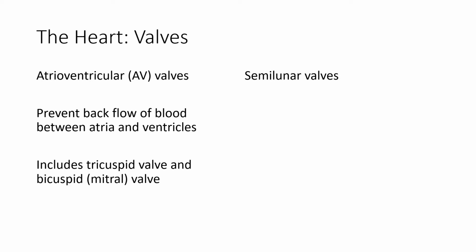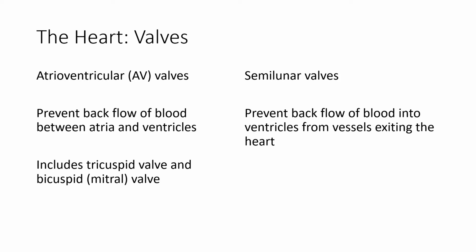These include the tricuspid valve located between the right atrium and right ventricle, and the bicuspid, sometimes also called the mitral valve, which is located between the left atrium and left ventricle. And then as far as semilunar valves go, the purpose of those is to prevent backflow from blood that's being pumped out of the ventricles, either into the lungs or to the rest of the body. So this includes the pulmonary valve, which is found between the right ventricle and the pulmonary artery, and the aortic valve, which is found between the left ventricle and the aorta.